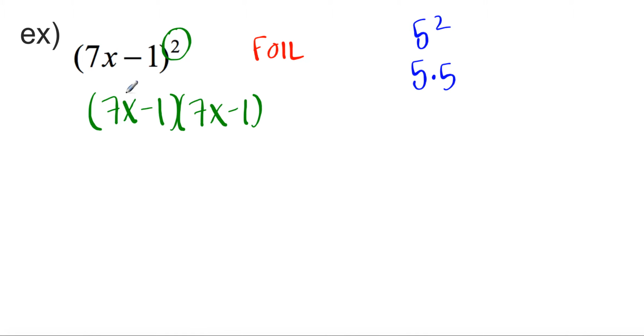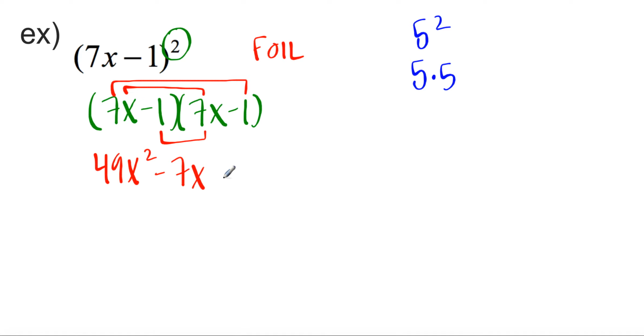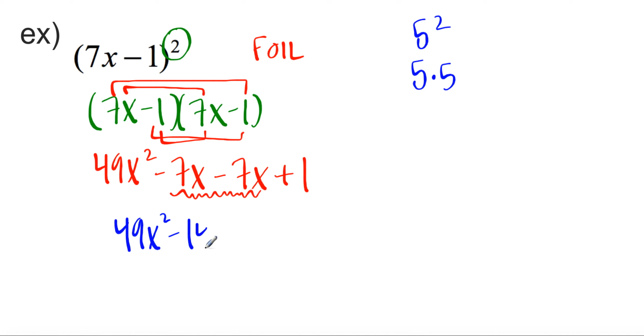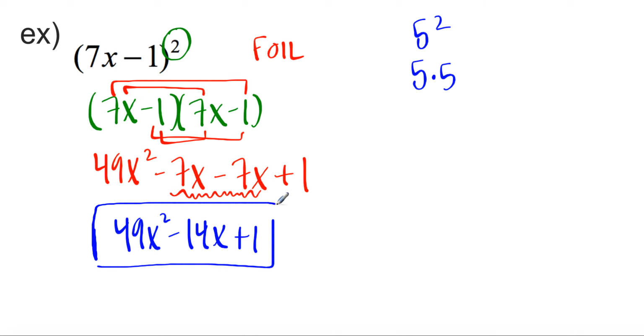So we multiply our first terms, 7x times 7x. That gives me 49x squared. Our outer terms, 7x times minus 1 gives me minus 7x. Our inner terms, minus 1 times 7x gives me minus 7x. And our last terms, minus 1 times minus 1 gives me plus 1. We're just going to combine our like terms right here that are in the middle, and we get a final answer of 49x squared minus 14x plus 1. No more like terms, so you're completely simplified.